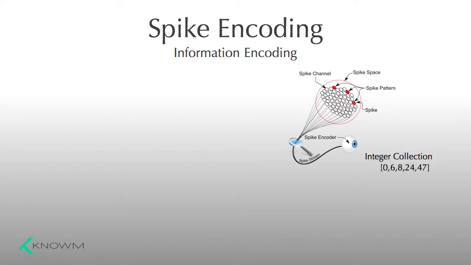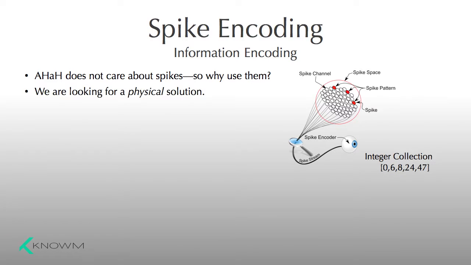So why spikes? The AHaH rule doesn't care about spikes. It doesn't. You can use real valued numbers if you want. All these examples that I show you in nature, where are the spikes, right? Well, I'm looking for a physical solution that I can put on a chip. And if you put analog voltages on it, it works, sort of. But in terms of chip design, moving analog voltages all around the place is actually not a very good idea. There's a reason we have digital computers, right? They're much easier to work with.